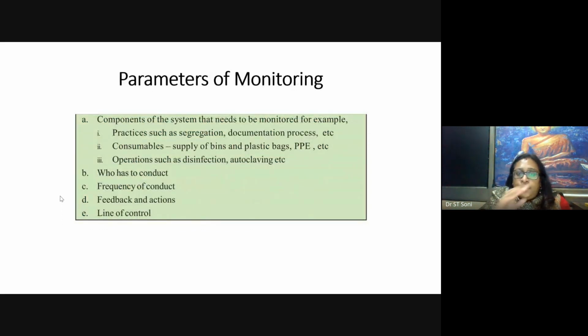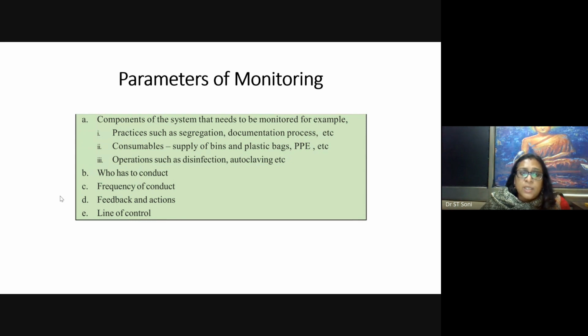What are the components of the monitoring? First and foremost, do you have all supplies in place or not? Consumable supplies, if they are there, including all the waste management bins and puncture-proof containers, including the PPEs, disinfection, autoclaves, and all, then we need to see what practices are being followed. And what are the documentation practices? What are the policies being followed? So who has to conduct the audit? So these are the parameters.